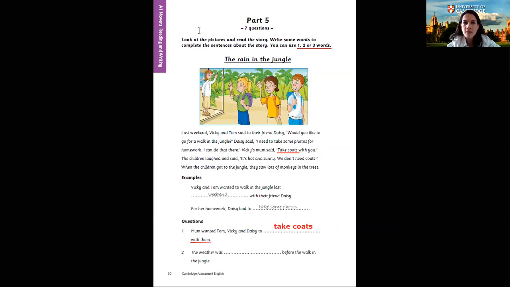So I have to find something related to weather. In this case, something related to weather is hot and sunny. Okay, it says here, it's hot and sunny. But we have to read the question so that we can infer or know what we have to write here. The weather was, how was the weather? So I write only hot and sunny, okay? I don't have to write anything else because the sentence is complete with this, okay? That's the only thing that you have to do in this part, okay?